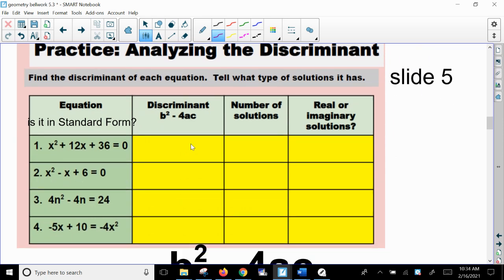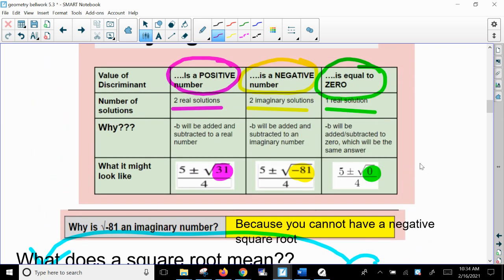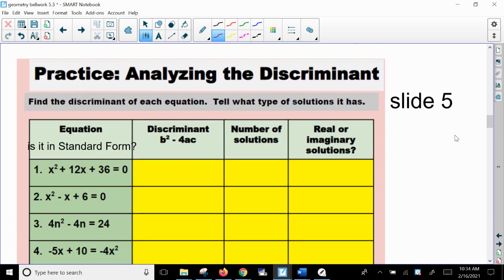Alrighty, so let's practice these. We look at each equation, find the discriminant, and then use the discriminant to tell what type of solutions it has. Remember, if your discriminant is a positive number, you'll tell me 2 real solutions. If it's a negative number, you'll tell me 2 imaginary solutions. If we get 0 for the discriminant, there is 1 real solution.